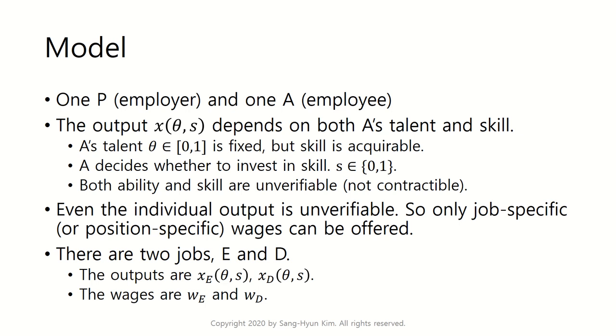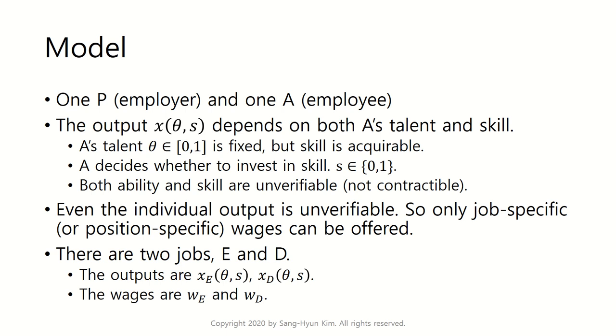And even the individual output is unverifiable. So only job-specific or position-specific wages can be offered. So that's the key problem, and we'll see whether, even in the situation where the individual output X is unverifiable, we can do something. We can make an employee make an investment.